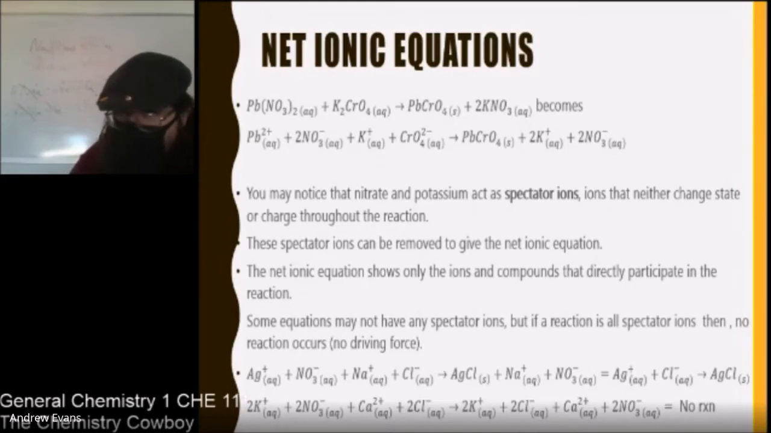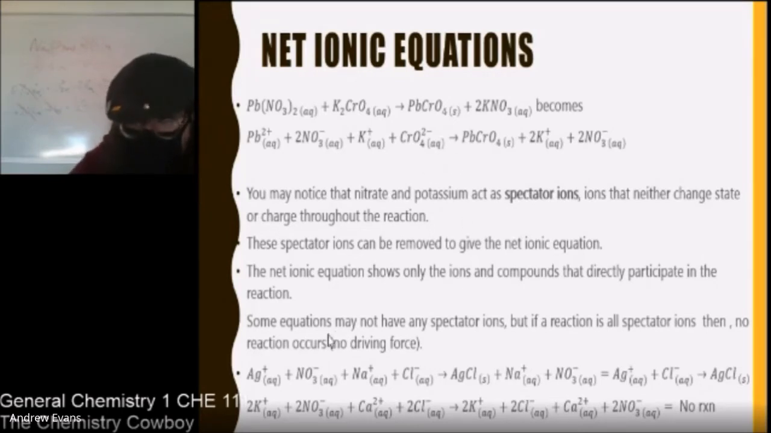Now, we can cross these guys off because they don't actually contribute anything to the driving force. So when we cross off all the spectators, we get the net ionic equation: the ions that only directly participate in this reaction. Please note, some reactions may have 0 spectator ions. All ions may participate. In that case, the total ionic equation will be the same as the net ionic equation. But if you get a situation where all ions are spectators, then we can say that no reaction has actually occurred.